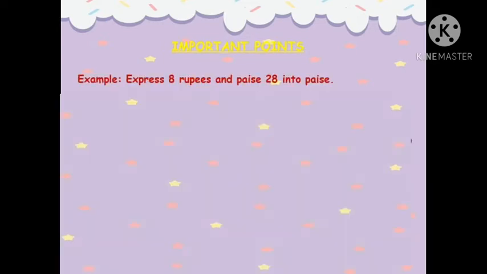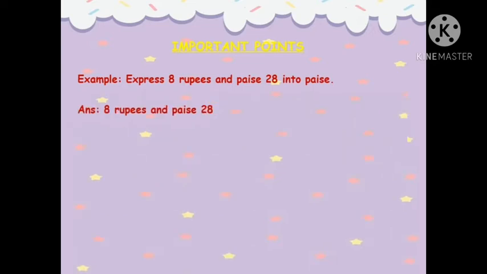Suppose we have to express 8 rupees and 28 paise into paise. So here we will write the given number first, that is 8 rupees and 28 paise, then equal to, and then 8 multiplied by 100 plus 28. So after solving, the answer we get here is 828 paise.